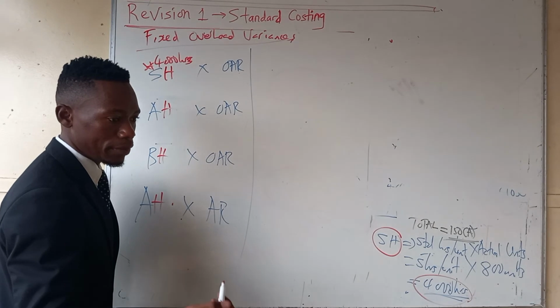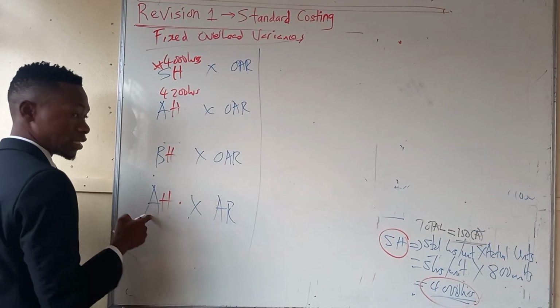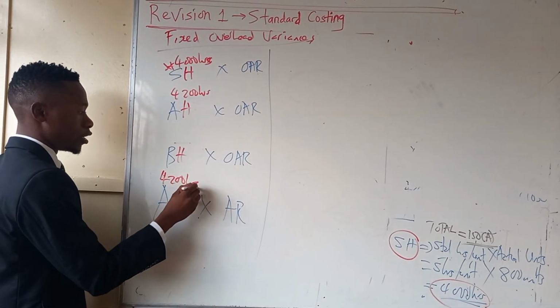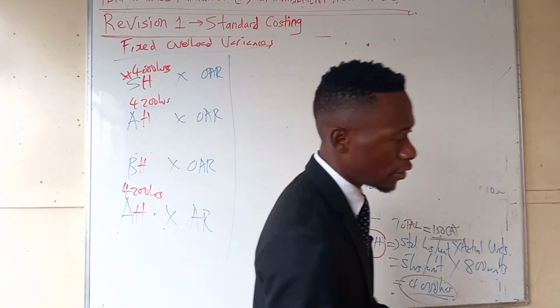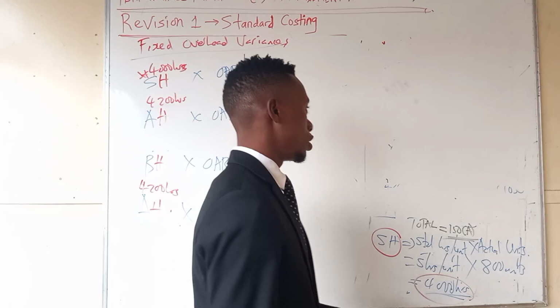Actual hours on the labor, that's 4.2 hours. Actual here, this is actual, this is not actual. So 4.2 here. This is BH, this is the budgeted. Are we given the budgeted hours? If you are not given the budget hours, you calculate the budget hours in total.